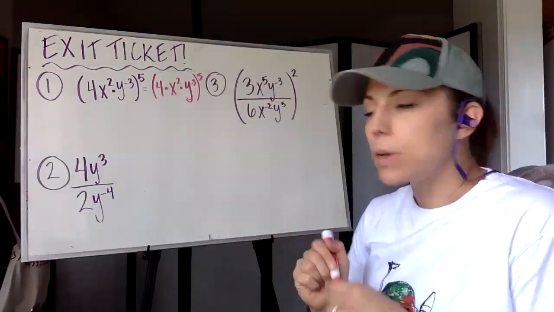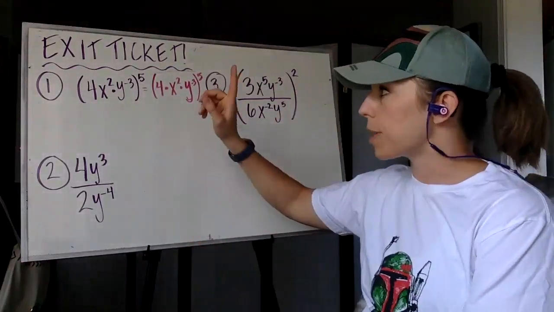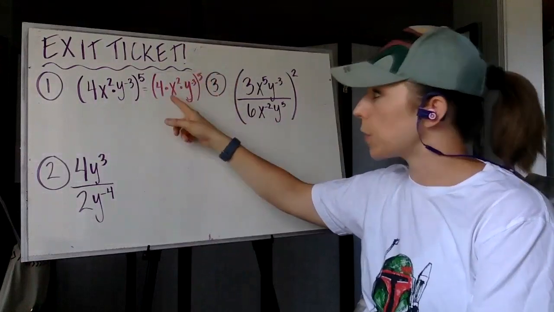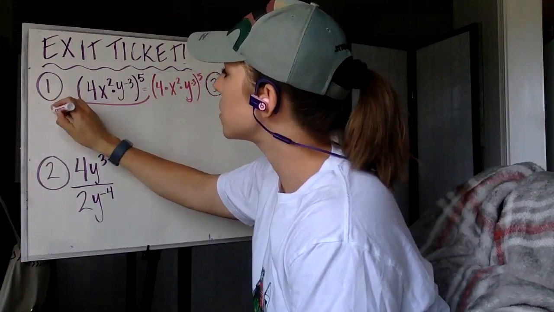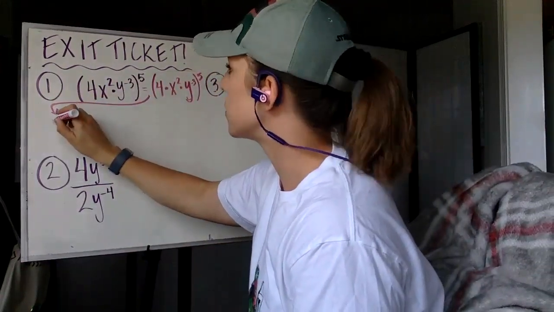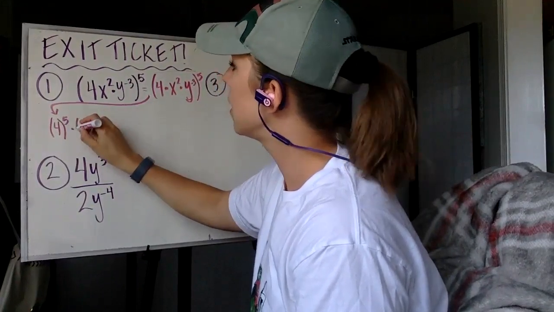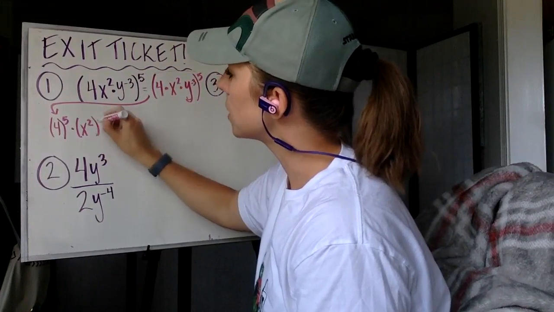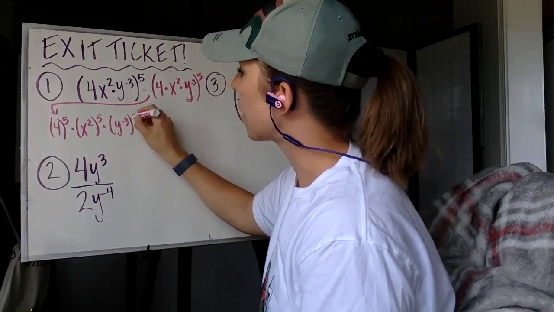Now I know what's going to happen next. If I were to do this the long way, I would end up multiplying 4 by itself 5 times, x squared by itself 5 times, y to the negative third by itself 5 times. But I don't have to do this the long way because I already know that. So the next step is just raise each one to its own power. 4 gets raised to the power of 5, x squared gets raised to the power of 5, and y to the negative 3 gets raised to the power of 5.